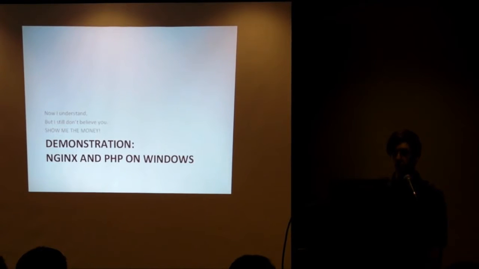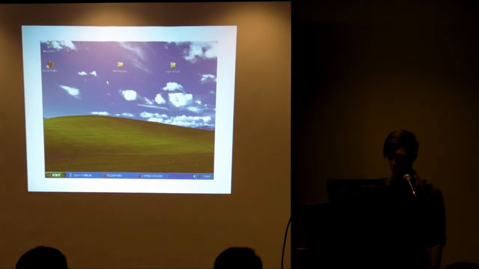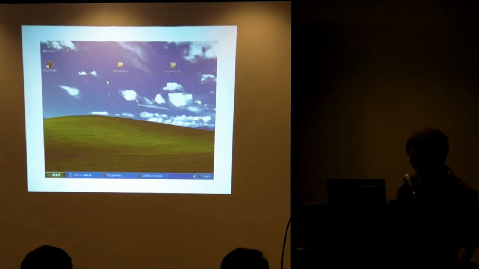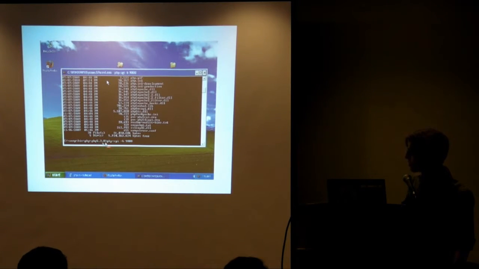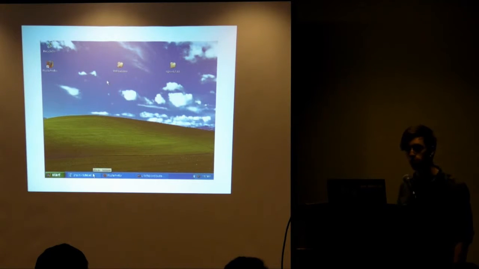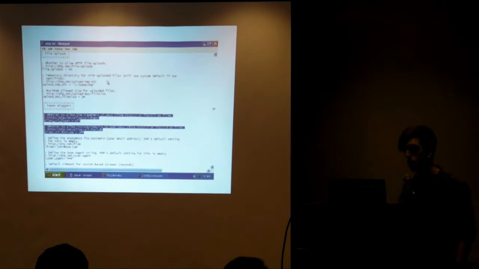So now we got a demonstration. And let's see. So we're running Nginx version 7.63, obviously on Windows XP. We're running PHP 5.3.0 in CGI mode on port 9000, and we have Nginx configured to proxy all requests for PHP files to the FastCGI server.